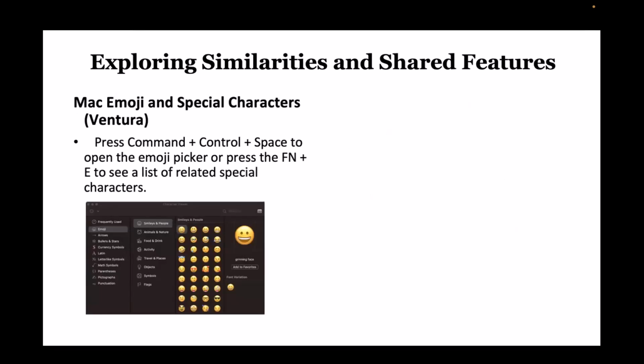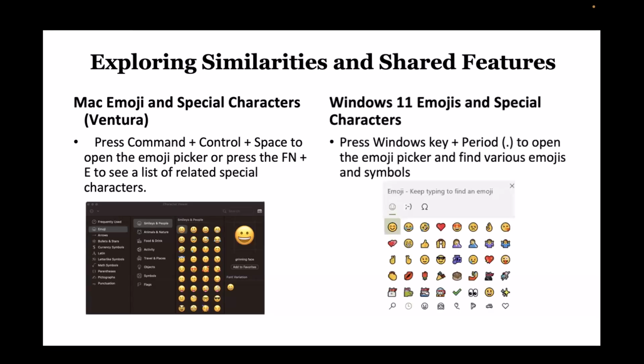If you want to use emojis on your Mac, you can do so by pressing Command plus Control plus Space to open the emoji picker, or you can press the function plus E to see the list of related special characters. In Windows, you'll want to press the Windows key plus period to open the emoji picker and find various emojis and symbols.